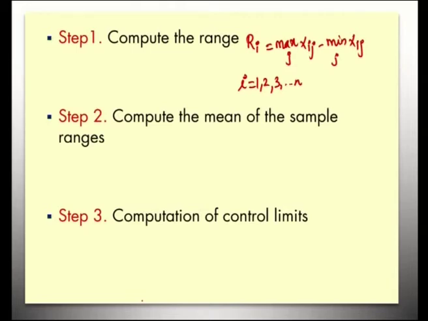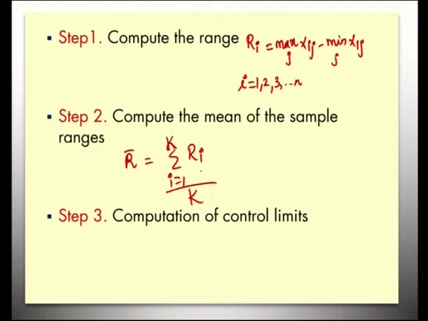And compute the mean of the sample ranges, that is R bar. R bar is equal to summation i equal to 1 to k Ri divided by k, because we are going to add the ranges of k samples, and the mean R bar will be the addition of all those ranges divided by the number of samples. And then computation of control limits.